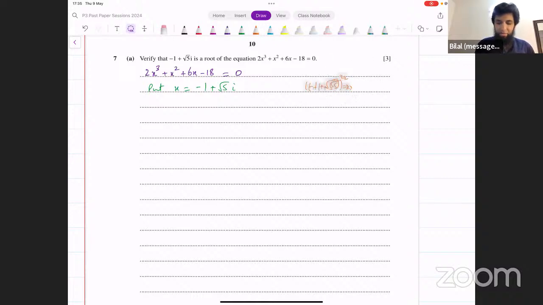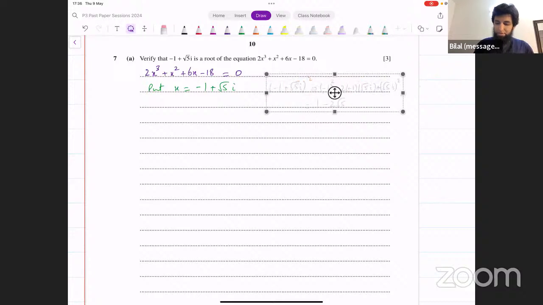Minus 1 plus under root 5 iota, what does this become? You can think of this as a plus b whole squared. That's a squared, minus 1 whole squared, okay? Plus 2 into minus 1 into under root 5 iota, plus under root 5 iota whole squared. Now let's simplify this. It becomes 1 minus 2 under root 5 iota, plus under root 5 iota whole squared. I'm sorry, I missed out on iota there.